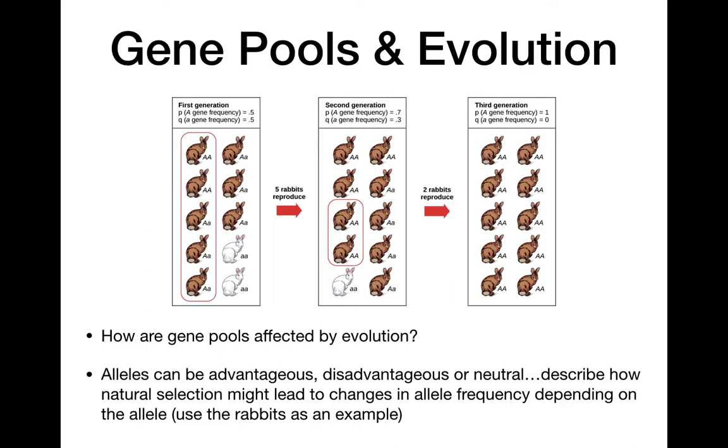So using the rabbits as an example, I want you to talk through natural selection. How is that going to lead to these changes in allele frequency over 3 generations? So take a minute, pause the video, and think about this. How would natural selection cause these changes to happen?